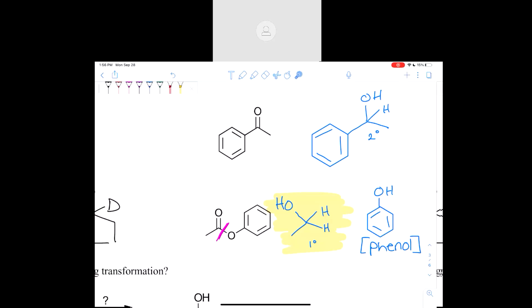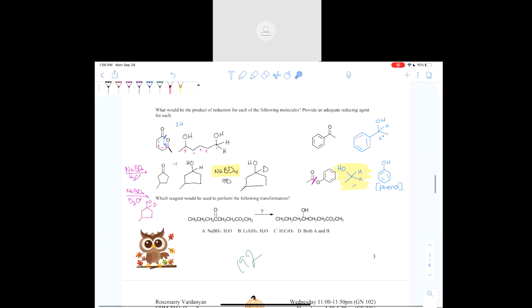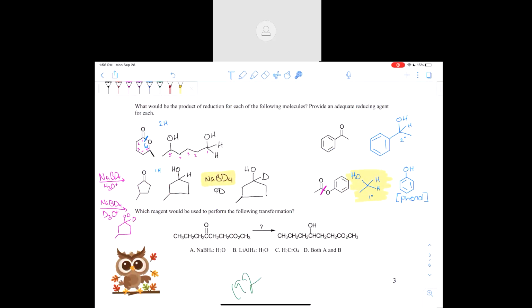So whatever the leaving group was, will just be a byproduct. It's not going to be your main product. We are not usually going to care about it. I just drew it out so you guys know that it doesn't just disappear into space. It'll still be there. Any questions about these 4 that we did?